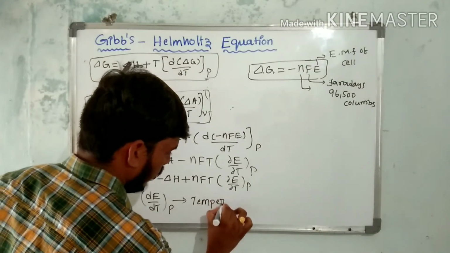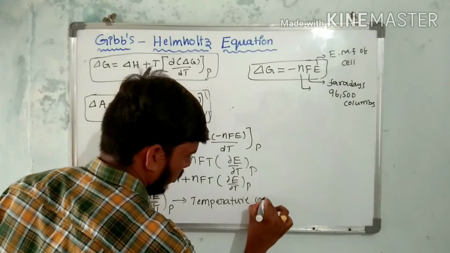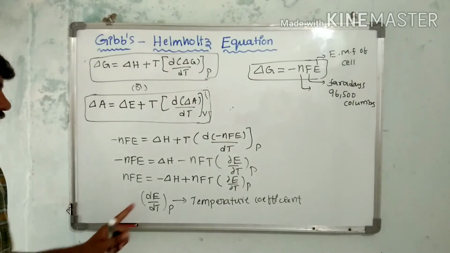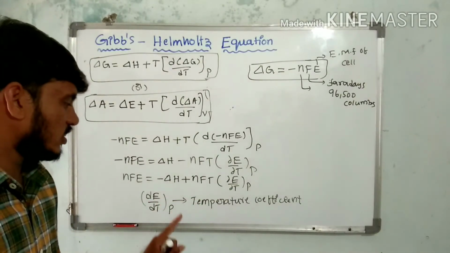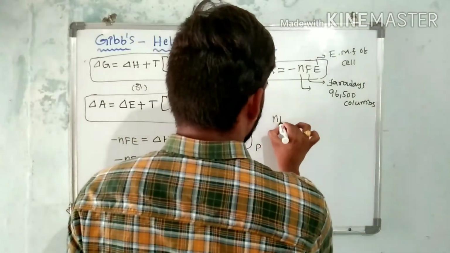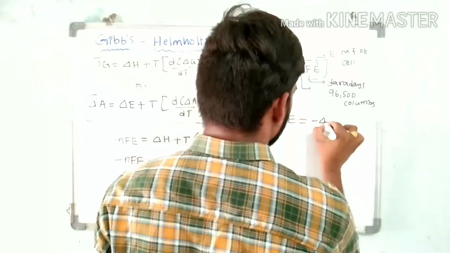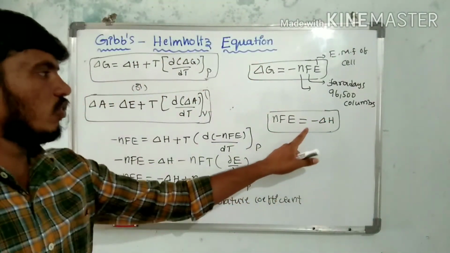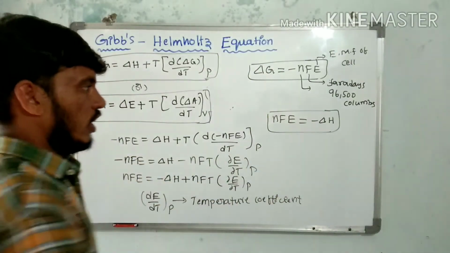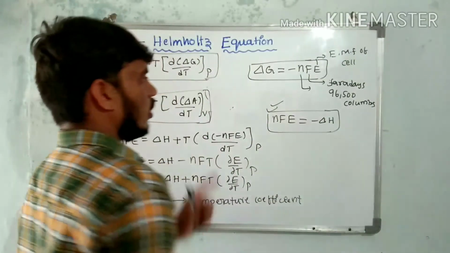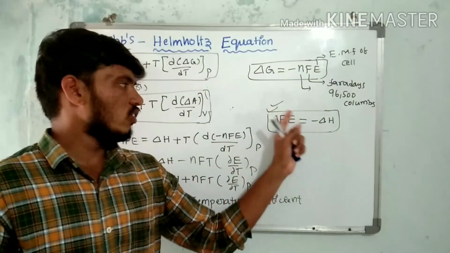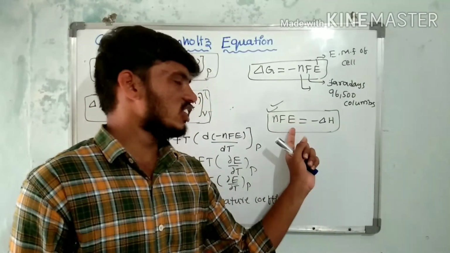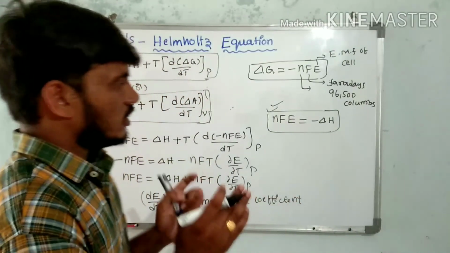This dE/dT at constant pressure is also called the temperature coefficient. Now whenever the temperature coefficient is equal to 0, nFE equals minus delta H. The electrochemical energy produced is equal to the decrease in enthalpy. Now you have to find the change in enthalpy of the given equation. Here n is the number of electrons in the cell, F is the Faraday, and E is the EMF of the particular cell.